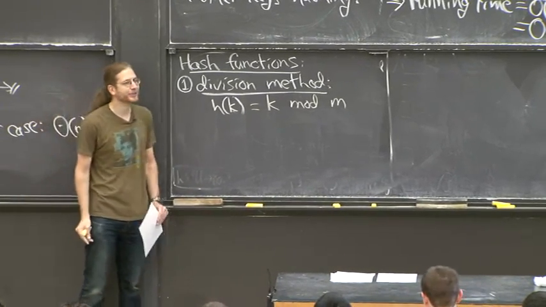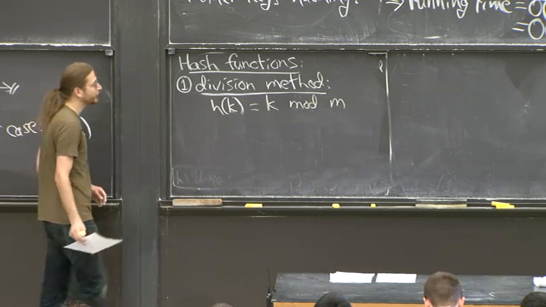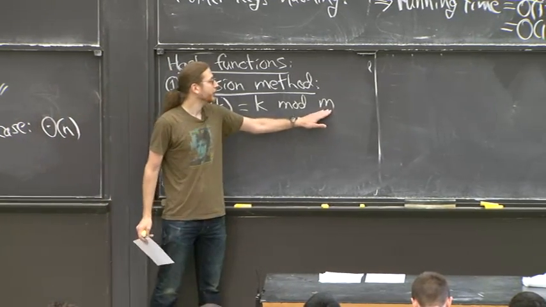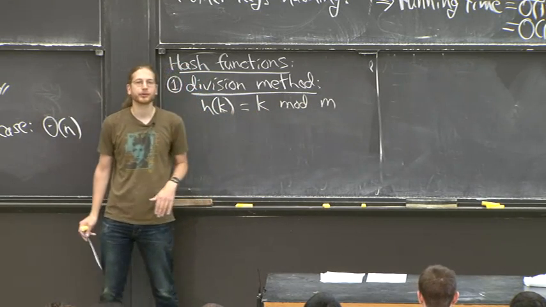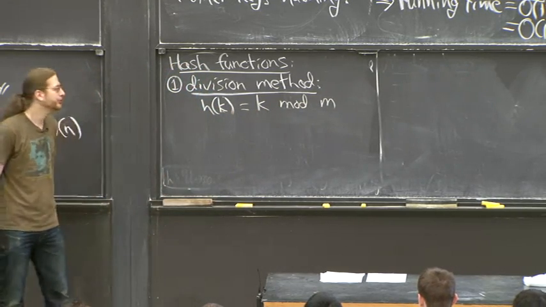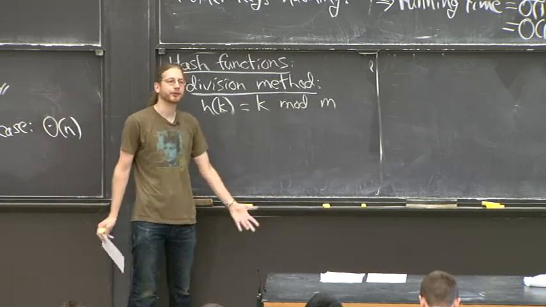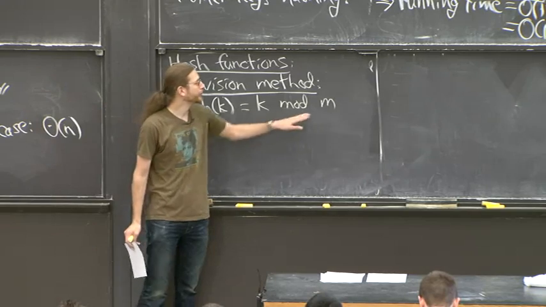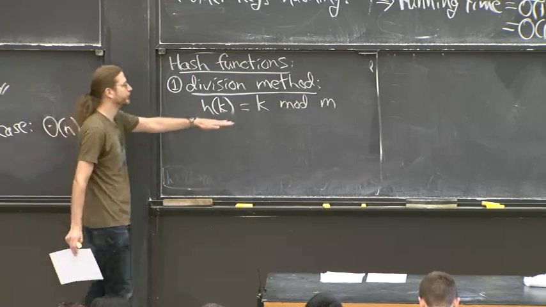I'm not going to tell you in detail why this is a bad method. Maybe you can think about it. It's especially bad if m has some common factors with k. Like let's say k is always even, and m is even also, because you say, oh, I'd like a table of size power of 2. That seems natural. Then that will be really bad because you'll use only half the table. There are lots of situations where this is bad.